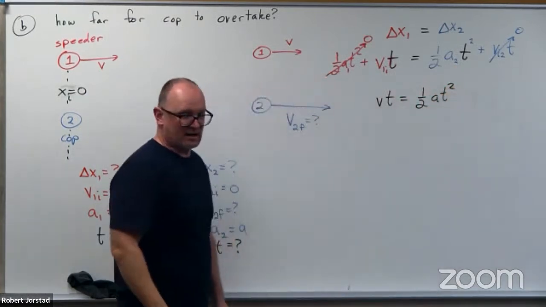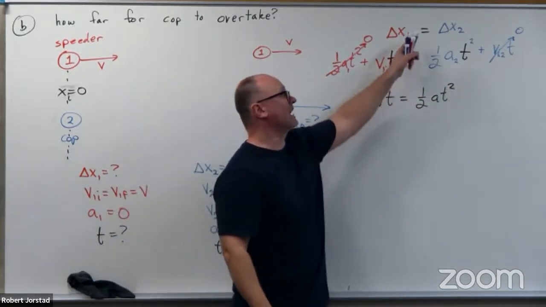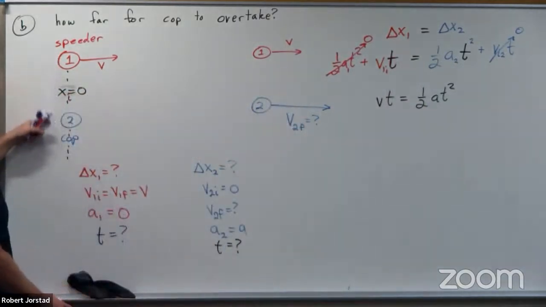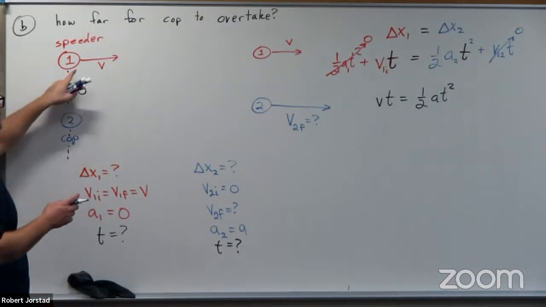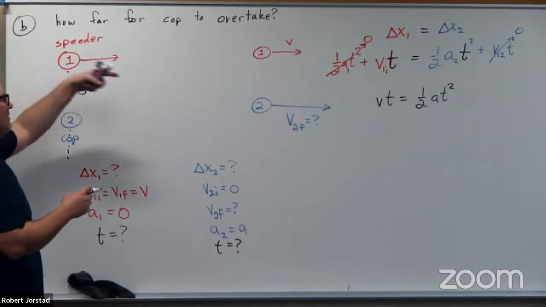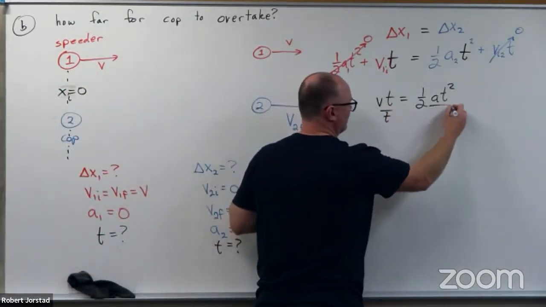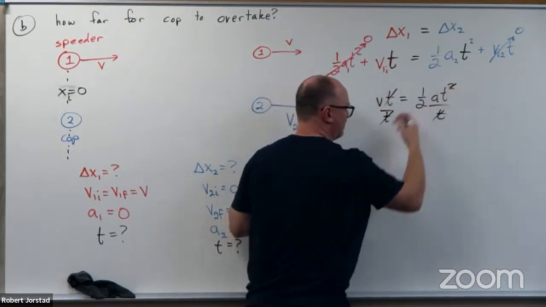You might be saying, oh, I could just divide by t on each side. True. Notice one time they have the same delta x will be t equals 0. Well, when they're at the starting point, right? Yeah, that's true at the starting point, but that's when the speeder is overtaking the cop, not the cop overtaking the speeder. So I'm going to divide both sides by t, and I don't have to worry about the divide by 0 error, because we know that's the initial point in the problem.